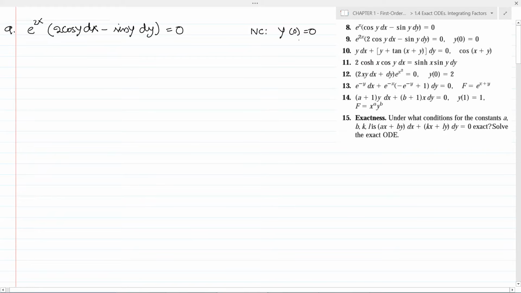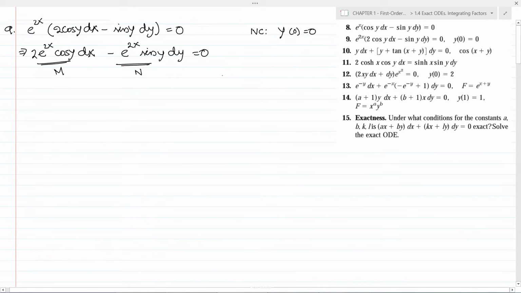So, first we will calculate the general solution and then we will use this initial value condition to find the particular solution of the differential equation. We can rewrite this differential equation as 2 e to the power 2x cos y dx minus e to the power 2x sin y dy equal to 0. So, this first term is M and this second term is N.